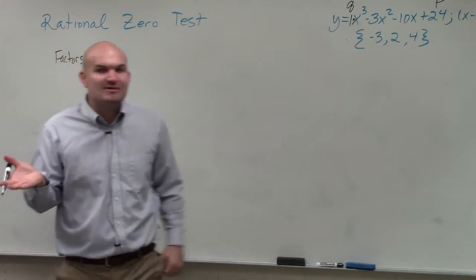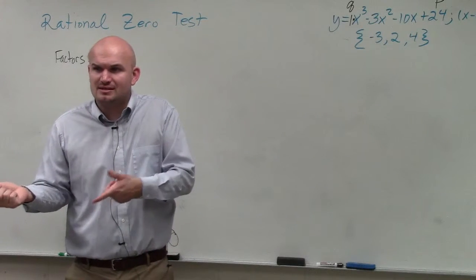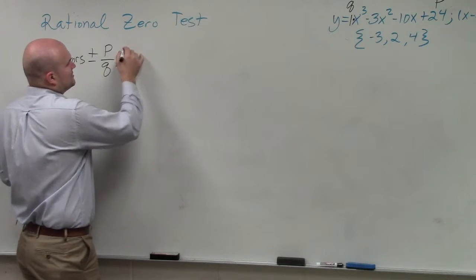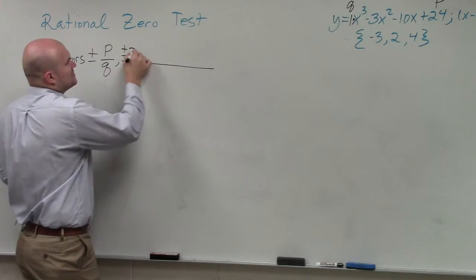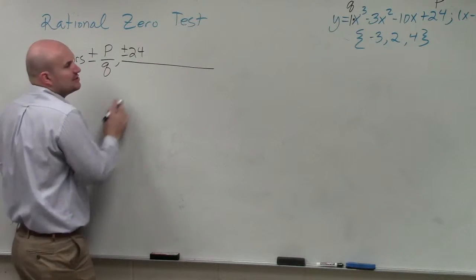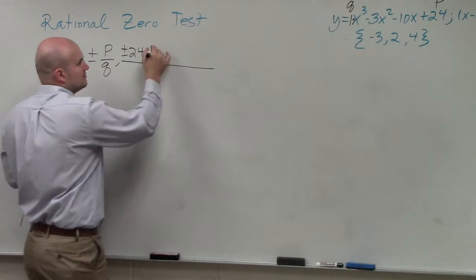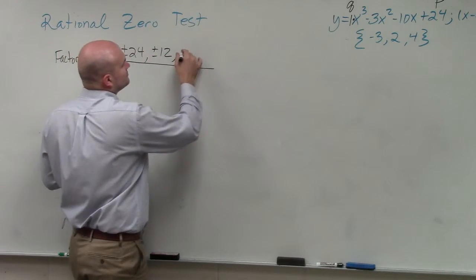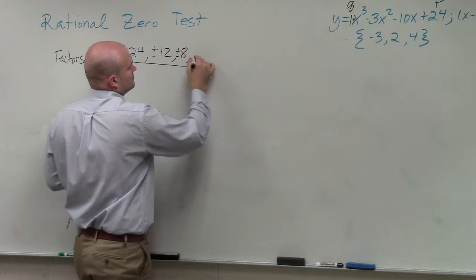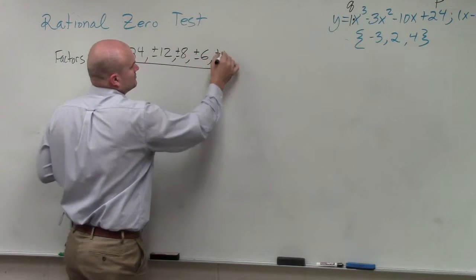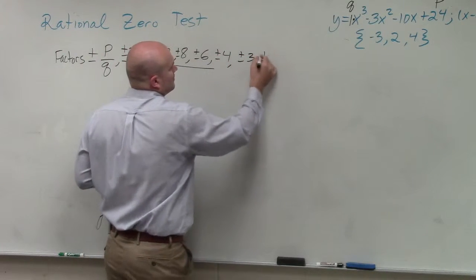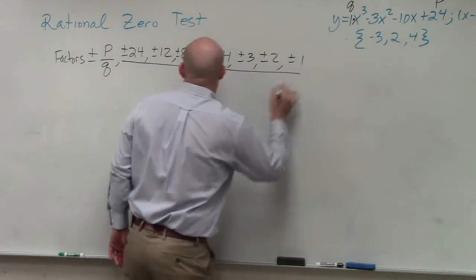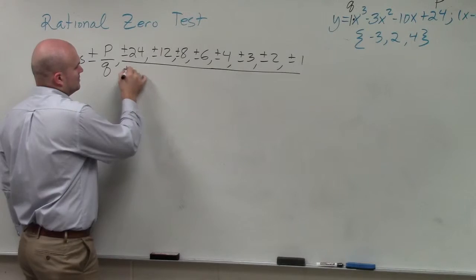Now, remember we talked about factors. What are factors? Factors are numbers that divide into another number, right? So let's take the factors of 24. So the factors of 24 are plus or minus 24, right? Always the number is a factor. Then the next highest number is 12. It's a lot of factors, right? Over the factors of 1.